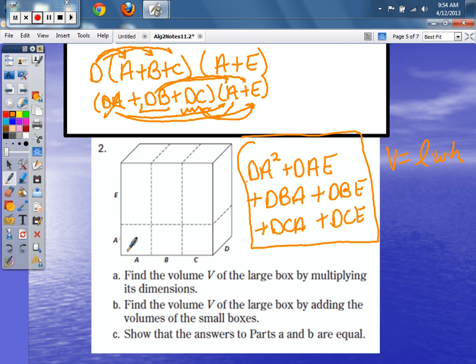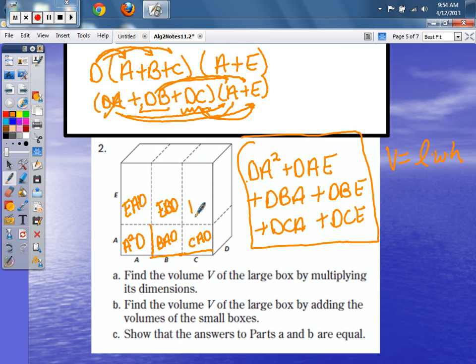Okay. Length times width times height still. So this will be A times D. That's A squared times D. If I take B times A times D, that's BAD. C times A times D, that's CAD. E times A times D, EAD. EBD.